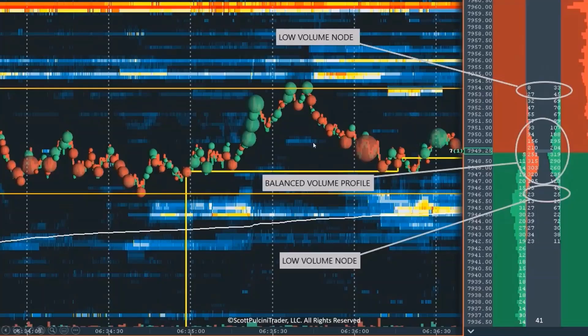Okay, on this year, for example, we have a little bit of a wider range and a balanced volume profile, with a low volume node over here and over here. We're going to look for fading those moves into these low volume nodes. So we're going to look for our levels where they are.